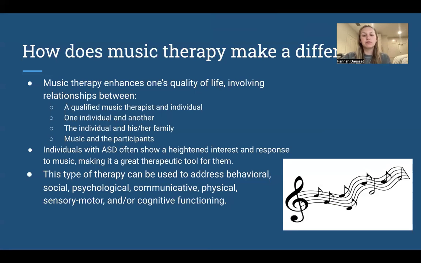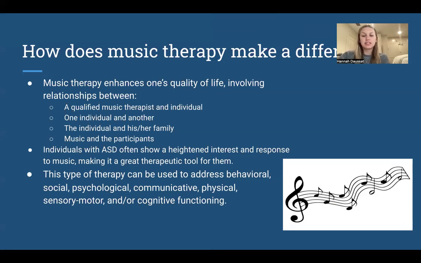Literature reports that most individuals with ASD respond positively to music. They often show a heightened interest and response to music, making it a great therapeutic tool for them. This therapy is so important because music therapists are able to meet the individual at their own level and have them grow from there. Music therapy is used to address behavioral, social, psychological, communicative, physical, sensory motor, and/or cognitive functioning.